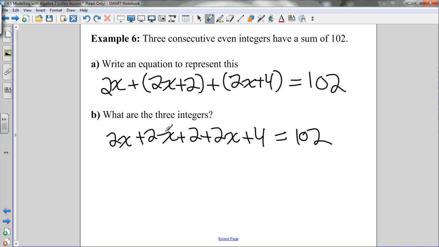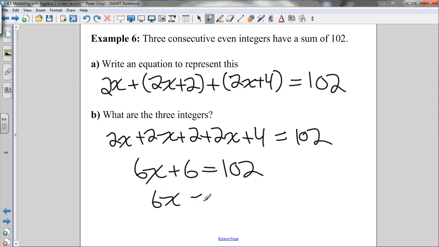So I have a 2x plus a 2x plus another 2x, that is 6x. And I have 2 plus 4, that gives me 6. Now I'm going to isolate the term that has the variable, so isolate the 6x by moving this plus 6 to the other side. On the other side it becomes minus 6.